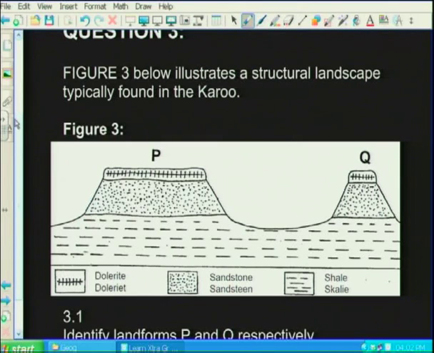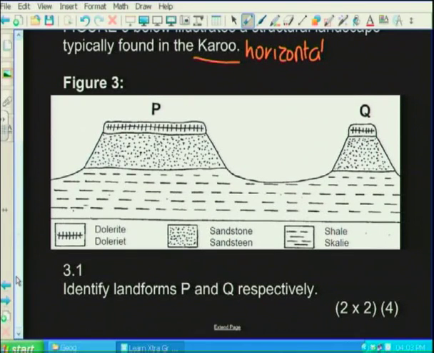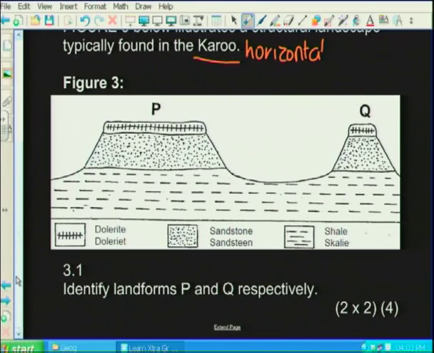All right, question 3. Okay, figure 3 below illustrates a structural landscape typically found in the Karoo. They're giving you a hint there. If they mention the Karoo, they're specifically looking at our horizontal landscapes. Okay, question 3.1. Identify landforms P and Q respectively. Now, we've looked at the different types of landforms. P is obviously a much larger size as opposed to Q. Therefore, P would most likely be what's referred to as a mesa, and Q would therefore be a butte.